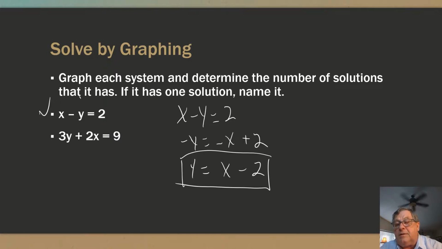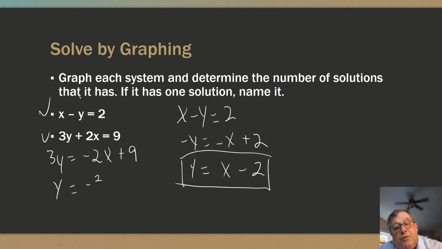I'm actually going to look at the second system before we start graphing. And now I'm going to work on this second equation, 3y plus 2x equals 9. I'm going to subtract 2x from both sides. And once I do, I've got 3y equals negative 2x plus 9. And to get y by itself, I need to divide everything by 3. And so that's going to give me negative 2/3 x plus 9 divided by 3 is 3. And so there's my two equations.